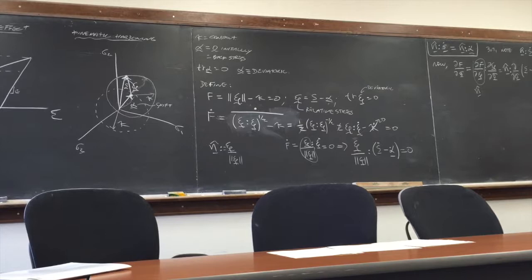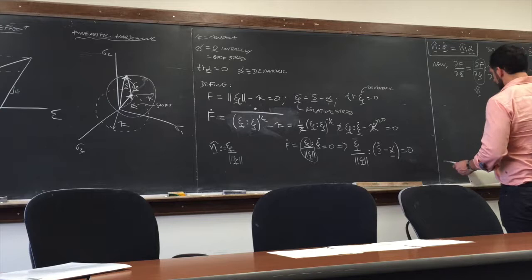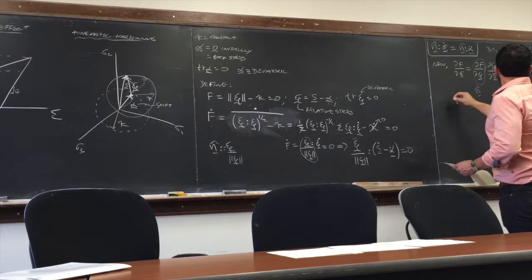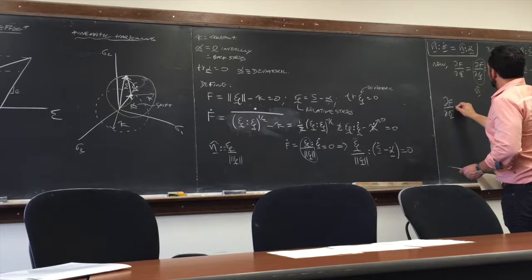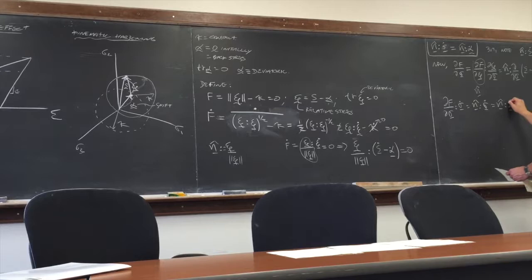So now I know what I get: n hat. So I get that df d sigma, double contracted with sigma dot, is equal to n hat double contracted with sigma dot, which is equal to n hat double contracted with alpha dot. All of these things are true. Yes, no, maybe? Are we okay? Are we on the same page? Or am I losing you?